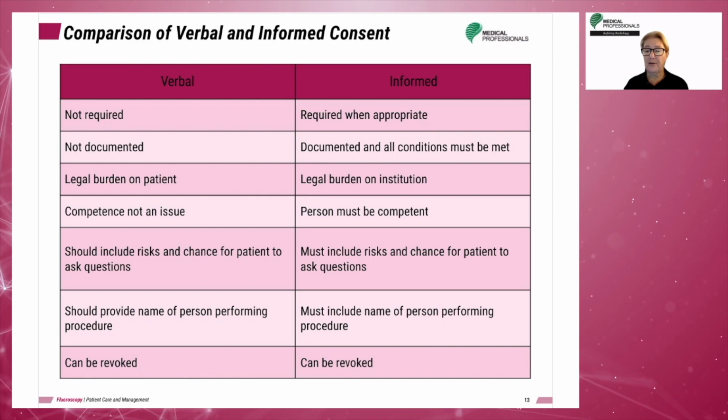The next two comparisons, explanation of risks and benefits, along with the opportunity for the patient to ask questions and providing the name of the person performing the procedure, have different requirements depending on the type of consent. With verbal consent, these things should be given to the patient. With informed consent, they are required. Lastly, both forms of consent given here can be revoked at any time in line with the patient's Bill of Rights.